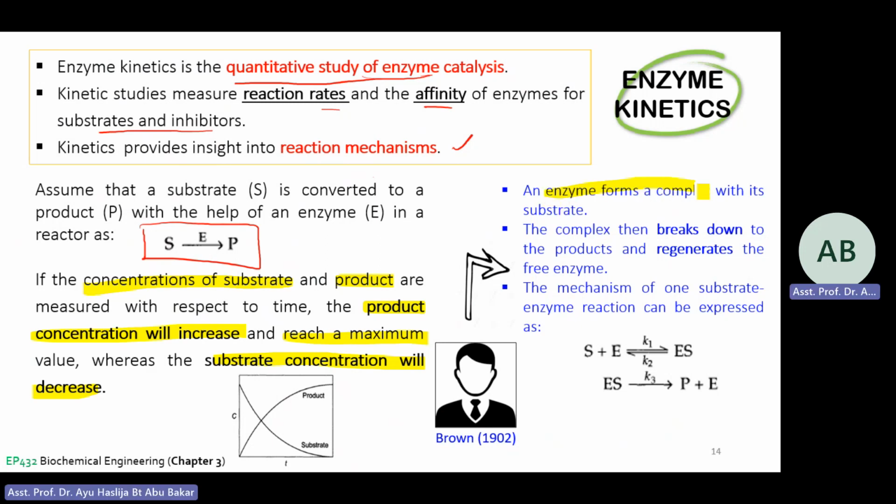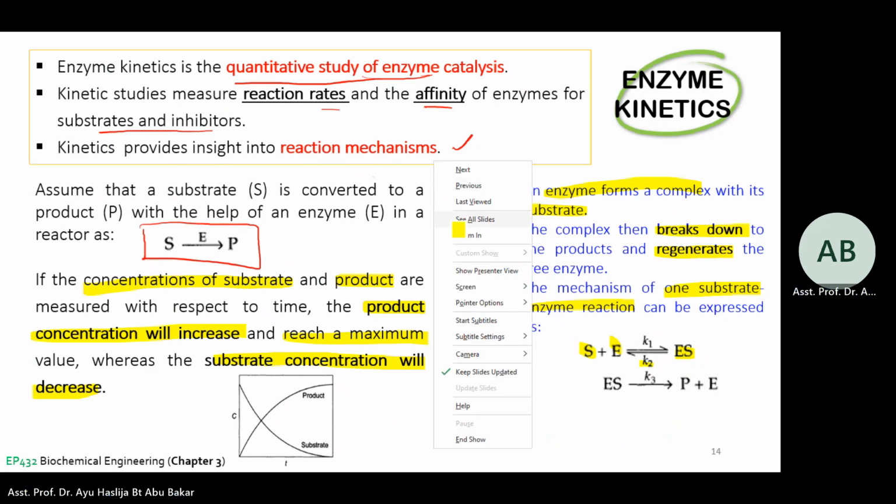Enzyme forms a complex with substrate, step 1 just now. Then it breaks down to the products and regenerates the free enzyme. This is the step 3. So this is the mechanism of one substrate enzyme reaction. So we have substrate, enzyme, enzyme substrate. This is a reversible reaction. K1 is the constant when substrate attached to the enzyme. When enzyme substrate re-separates, the reverse process, it is K2.